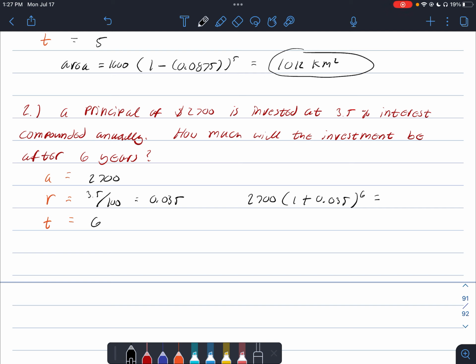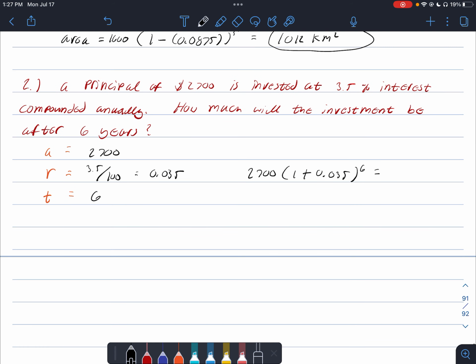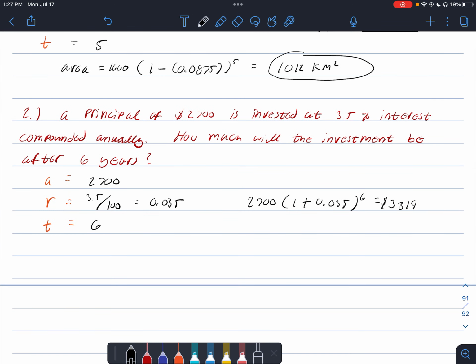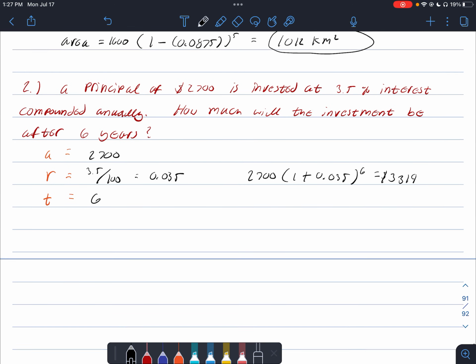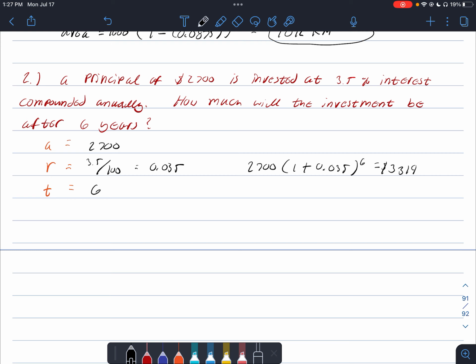If we type this into a calculator, once we round it, we're going to end up with $3,319. So that is going to be our final amount once we let our investment grow for 6 years without touching it. So if you invested $2,700 now at 3.5% interest and you just forgot about it, 6 years later you would be at a little over $3,300. So there you go. Let your money do your work for you, I guess.